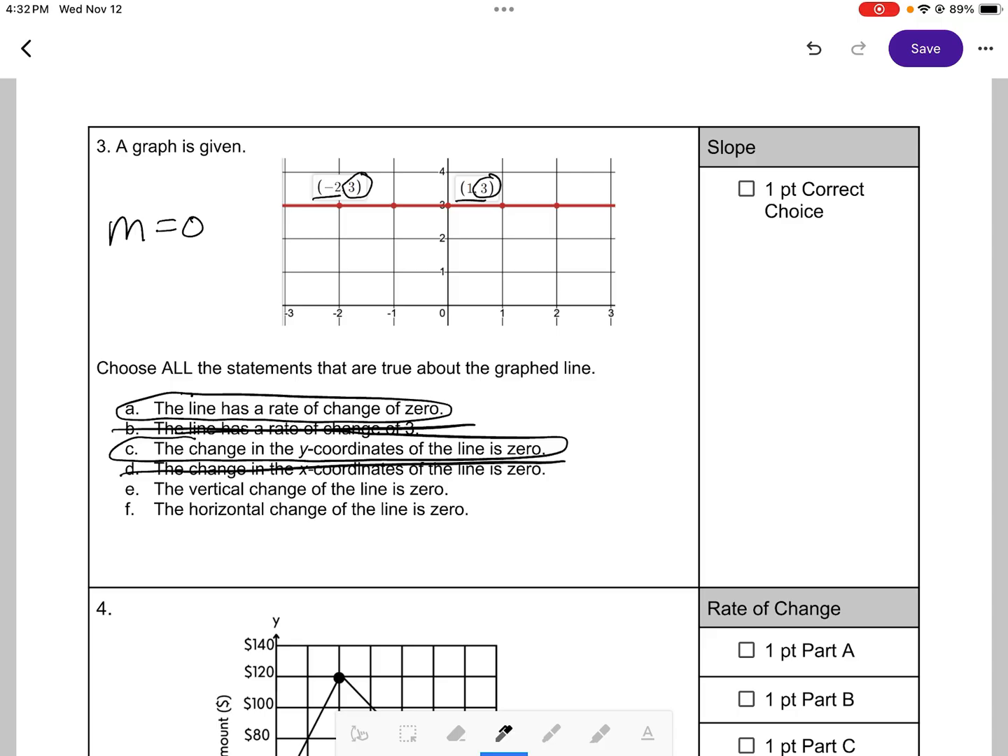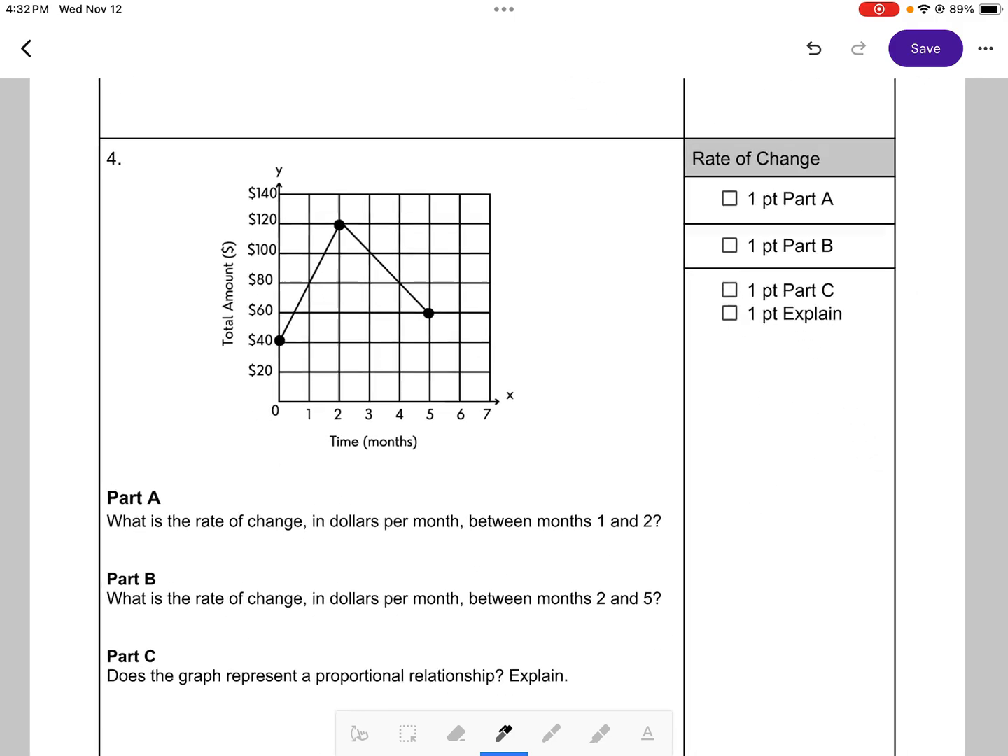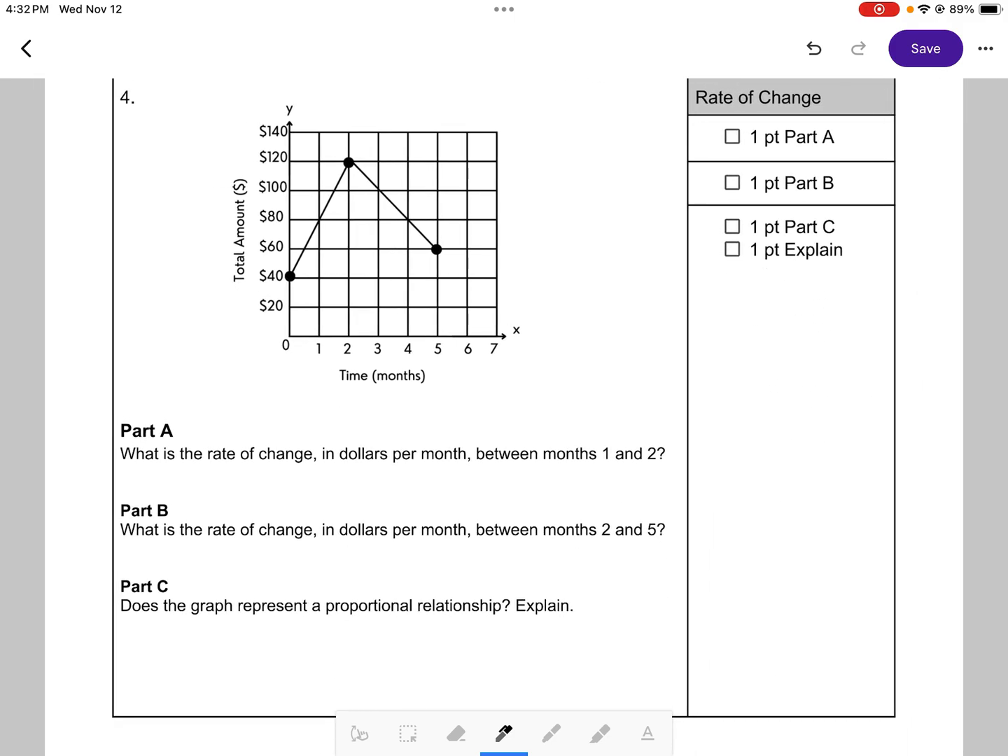E, the vertical change of the line is 0. That is true. Our vertical change is 0 because remember that our rise over run is our slope, and that is 0. So that is true because our slope is 0. And then F, the horizontal change of the line is 0. That is not true. So there we go. A, C, and E.